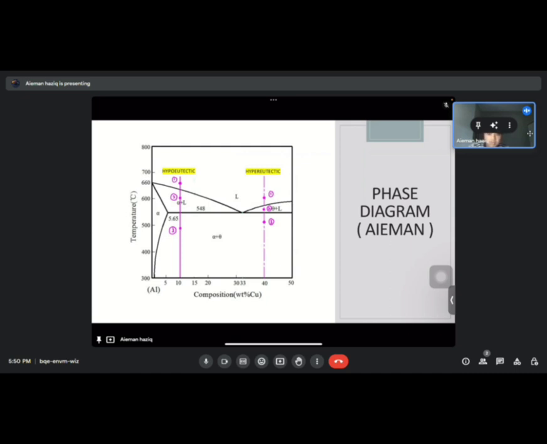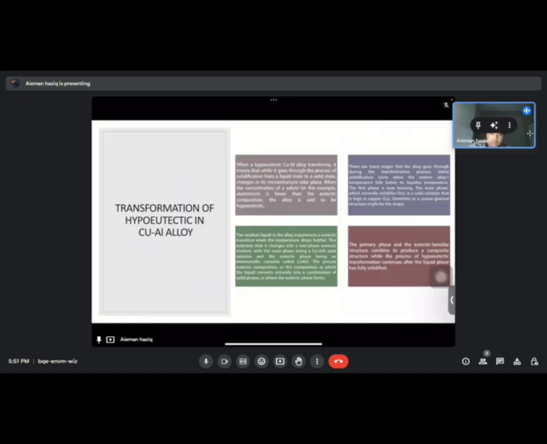So the marking pen is my chosen percentage weightage in this phase diagram, and I chose one with hypoeutectic reaction and the other one is hypereutectic reaction with 10% weightage percentage and 40% weightage percentage of copper. I also already labeled the state that I want to be precise in this video. So first, we will go through the hypoeutectic transformation and get to know what is happening when this alloy solidifies.